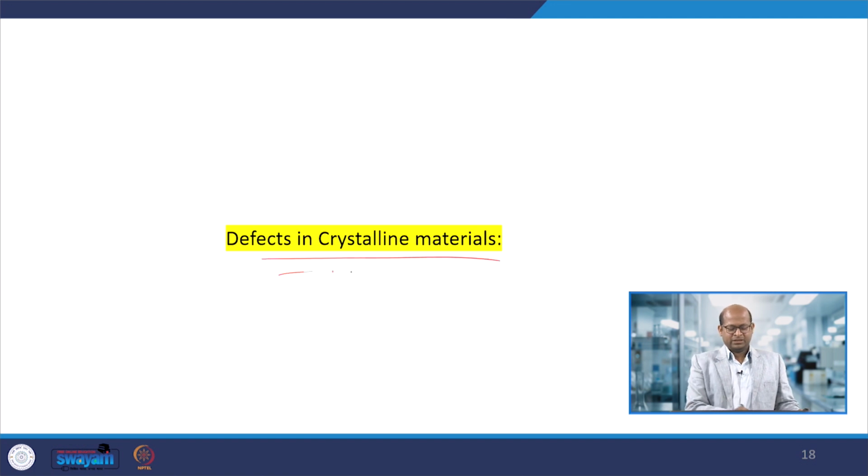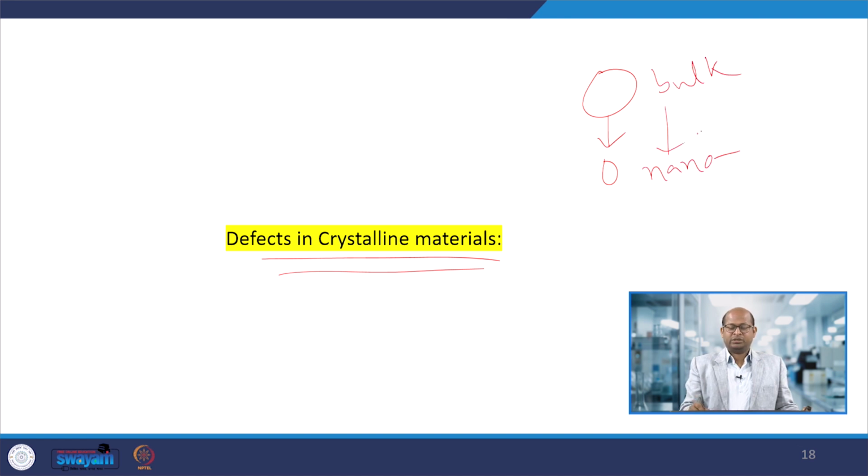Now, defects in crystalline materials. Whatever materials we prepare may be crystalline materials, in bulk or in the nano phase. Crystalline materials may have many defects, and we will discuss the various types of defects. If we prepare a material from bulk crystalline to nanocrystalline, meaning we do size reduction from bulk materials to nanomaterials, then many defects present in the bulk crystalline material can be eliminated by the size reduction.